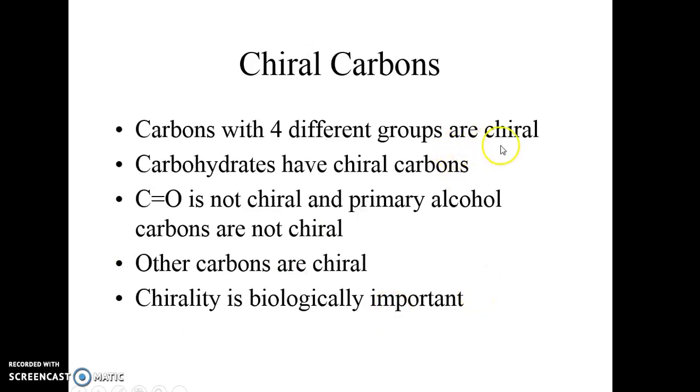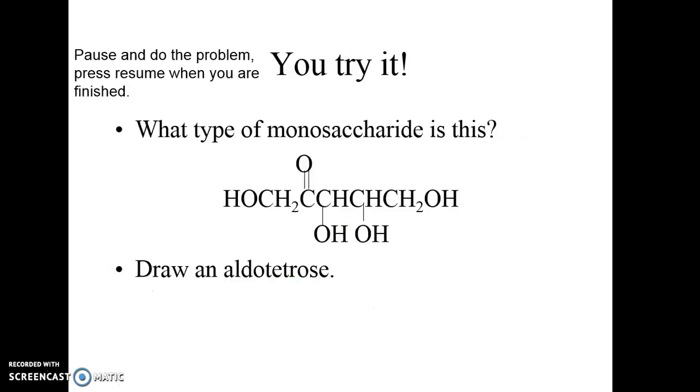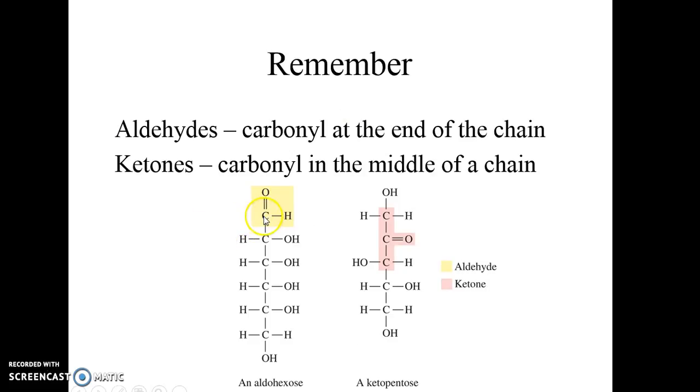Carbons that have 4 different groups are chiral. You've seen this before. And carbohydrates have chiral carbons. This is very important to their characteristics. The carbonyl, of course, cannot be chiral because anything with the double bond is not chiral. And primary alcohol carbons are not chiral because they're going to have 2 hydrogens attached. But all the other carbons are chiral. And this is very important. If we go back and look at this structure, not chiral, chiral, chiral, chiral, chiral, not chiral.